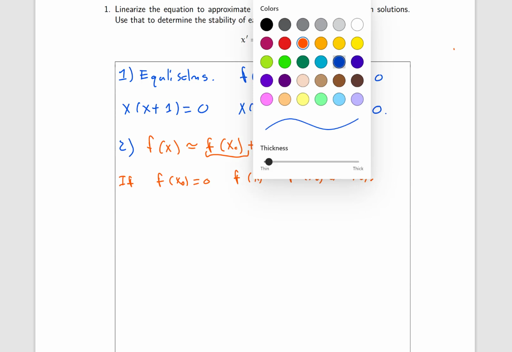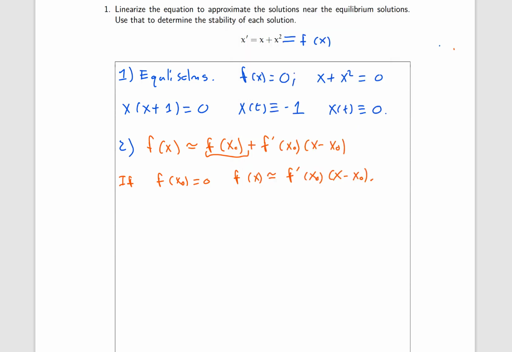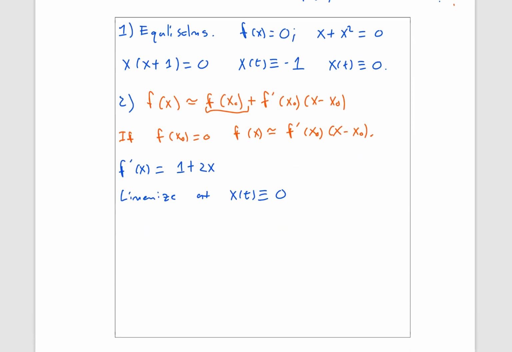Okay, so then the next thing that we need to do for this problem is take the derivative of f. So for us, f prime of x is equal to 1 plus 2x. Okay, and so now let's linearize at the equilibrium solution x of t is equal to 0. So that's what we're going to do now.